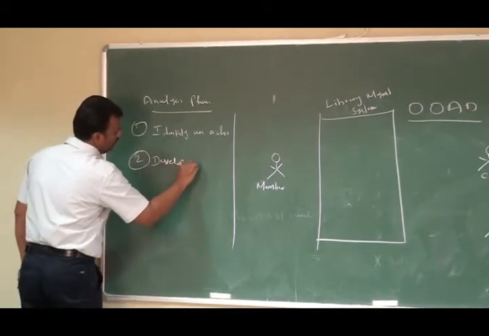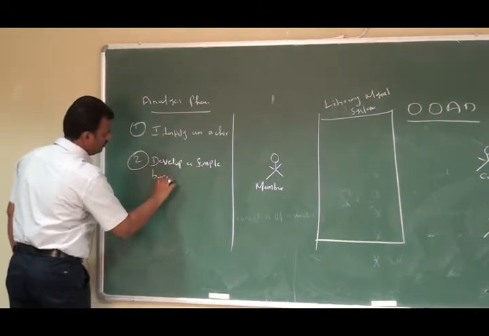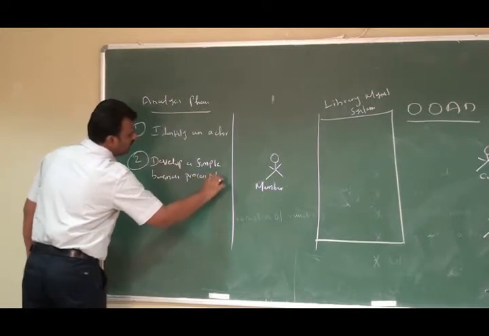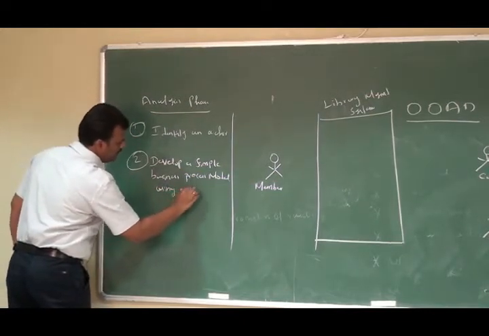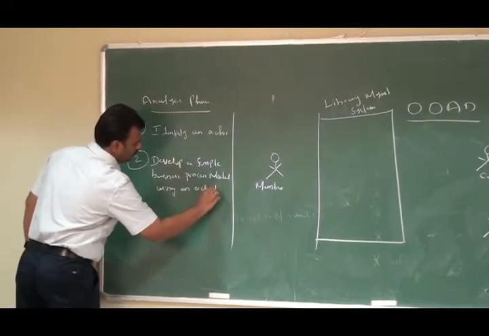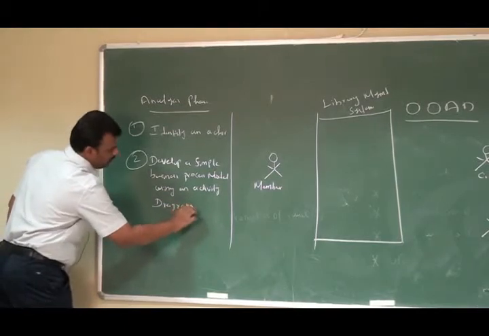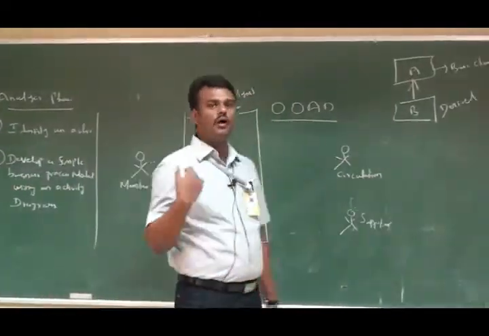Develop a simple business process model using an activity diagram. What do you mean by activity diagram? The activity diagram shows what activities are going on inside the system.